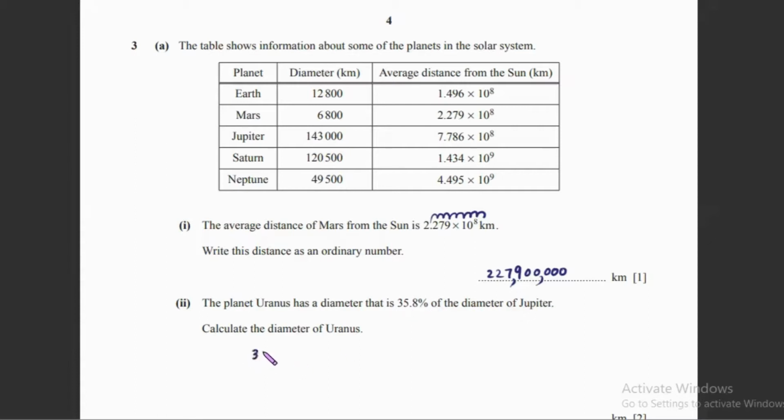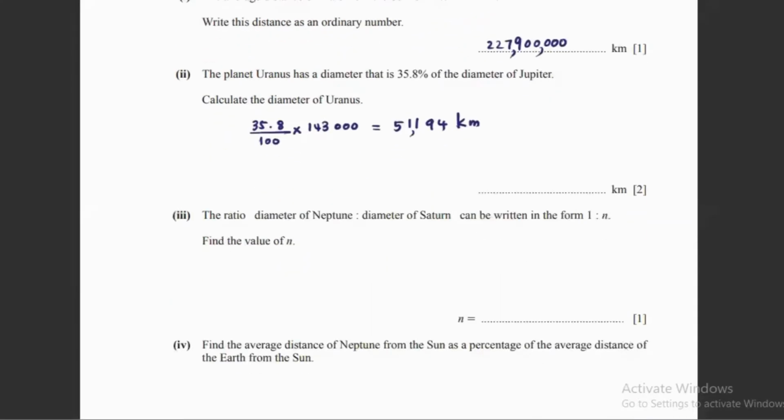35.8% means 35.8 over 100. I'm going to multiply this with the diameter of Jupiter, which is 143,000. So when I do this, I end up getting 51,194 kilometers. This will be the diameter of the planet Uranus. Let's move on to part 3.